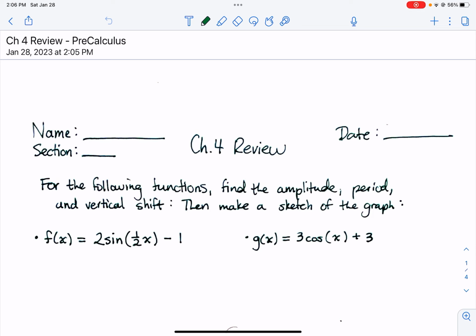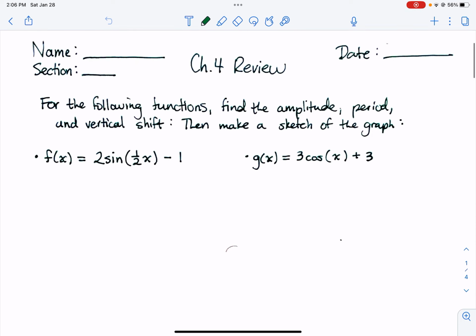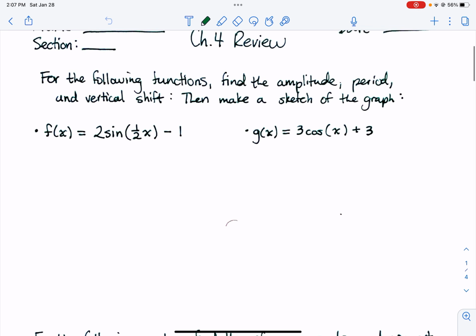So, I've put together a lot of problems that should be pretty representative of essentially what will be the test for this chapter. So, we're just going to go through them and kind of go over the things that we've learned so far. This is, in the textbook, sections 4.1 to 4.6. So, we'll start off with this section here right at the beginning.